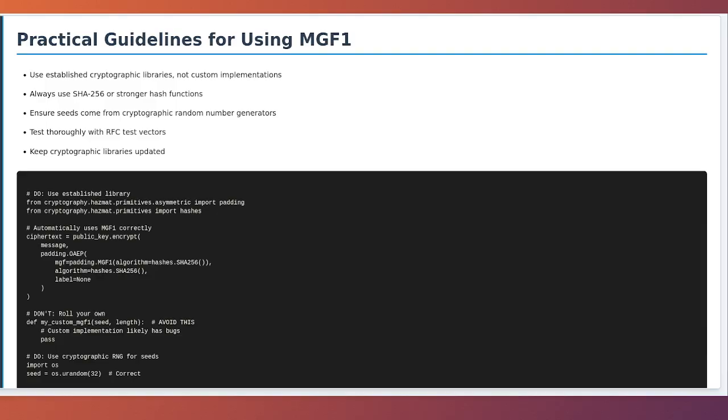First and most important, do not implement MGF1 yourself unless you are a cryptography expert, and your implementation will be reviewed by other experts. Use well-established cryptographic libraries like OpenSSL, Bouncy Castle, Python's cryptography library, or similar. These libraries have implementations that have been thoroughly tested, audited, and used in production by millions of users. They handle edge cases correctly, use efficient algorithms, and are maintained to fix any discovered issues. Rolling your own cryptography is dangerous because subtle implementation errors can completely break security.